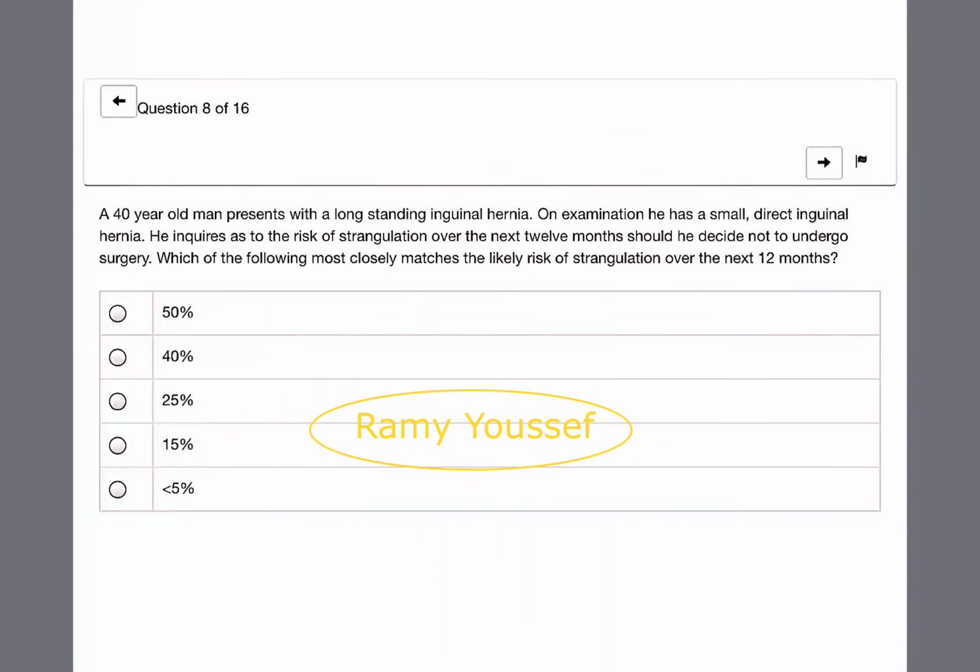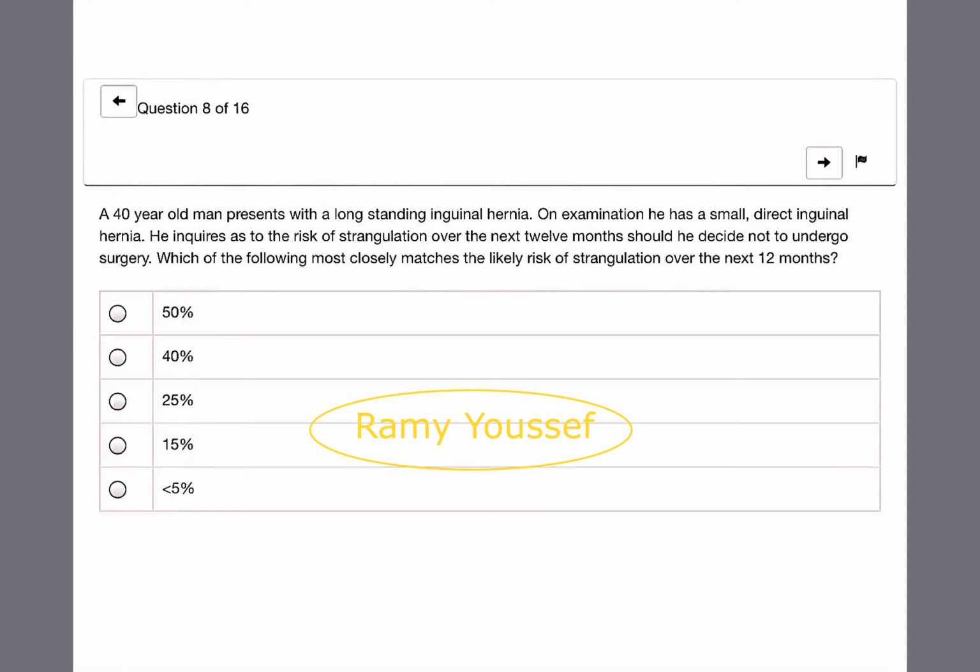Dr. Zaina. Okay. A 40-year-old man presents with a long-standing inguinal hernia. On examination, he has a small direct inguinal hernia. He inquires as to the risk of strangulation over the next 12 months should he decide not to undergo surgery. Which of the following most closely matches the likely risk of strangulation over the next 12 months? 50%, 40, 25, 15, less than 5%.